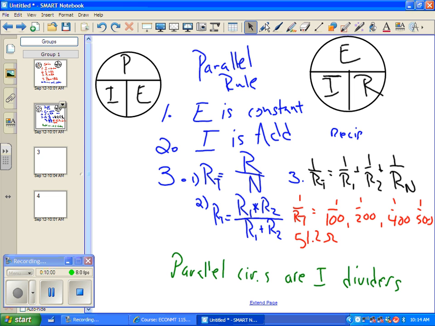Okay, so that is what's on your 3x5 card. Nothing else can be on that card, and I will allow you to use that on a few quizzes for a while. Everybody okay with that?